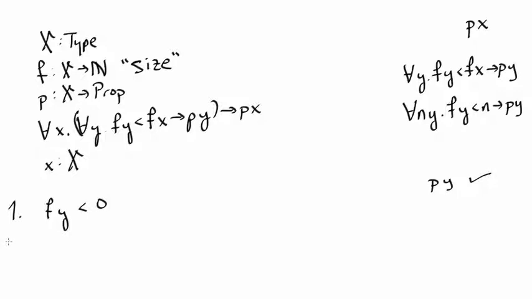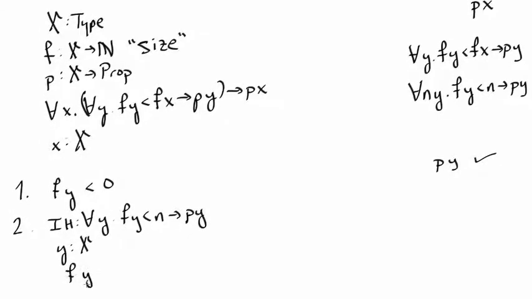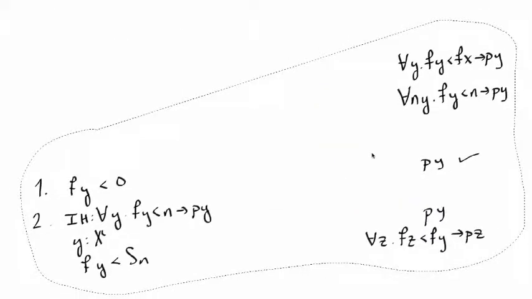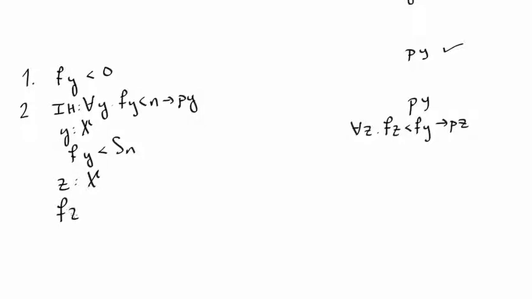In the inductive case, we assume as inductive hypothesis that for all y, f of y less than n implies py, and we let y be given and assume f of y is less than the successor of n. Now we need to prove py. We can apply our original assumption again to reduce the claim to proving for all z smaller than y, pz. Let z smaller than y be given. Now we need to prove pz.